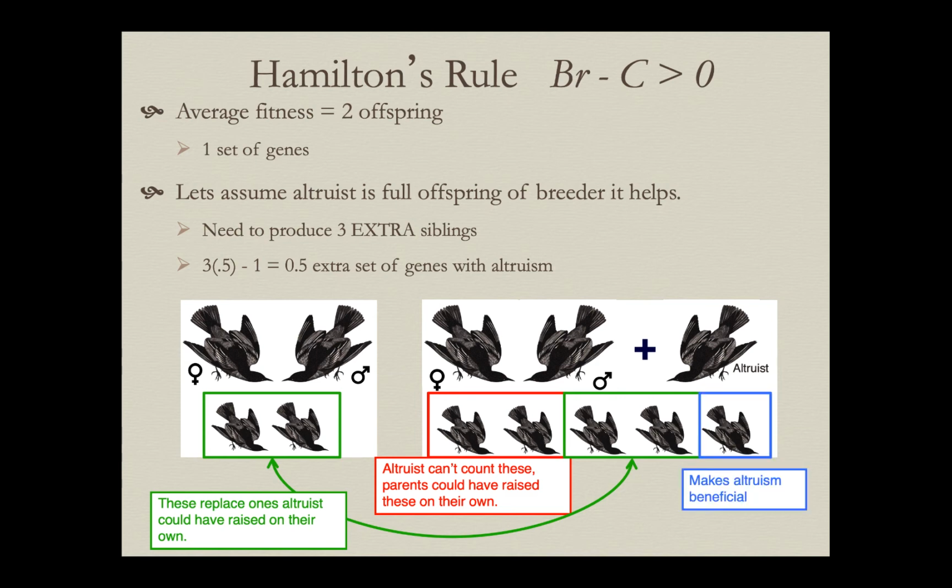But now, if you do help mom and dad raise 5 young, this is the individual that makes altruistic behavior beneficial, the best route for your fitness. And so if this was the typical situation, this altruistic gene would evolve in this population and spread.